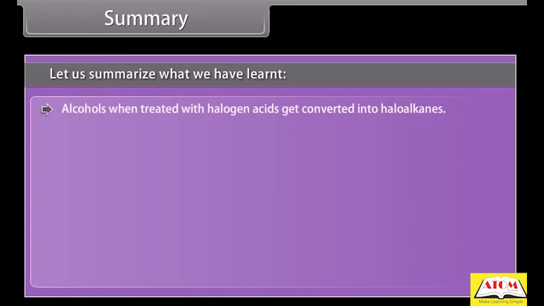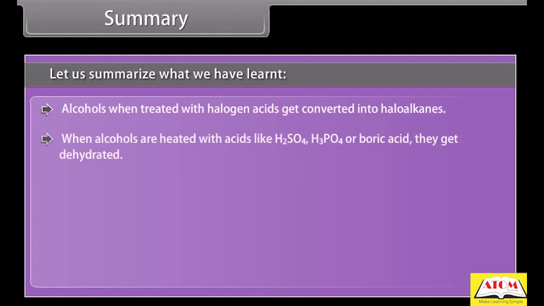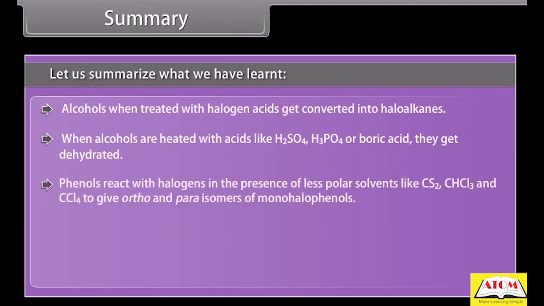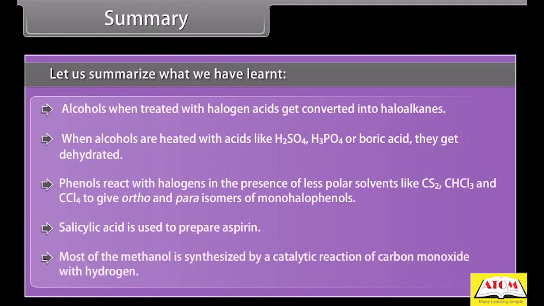Alcohols, when treated with halogen acids, get converted into haloalkanes. When alcohols are heated with acids like sulfuric acid, phosphoric acid, or boric acid, they get dehydrated. Phenols react with halogens in the presence of less polar solvents like carbon disulfide, chloroform, and carbon tetrachloride to give ortho and para isomers of monohalophenols. Salicylic acid is used to prepare aspirin. Most of the methanol is synthesized by a catalytic reaction of carbon monoxide with hydrogen.